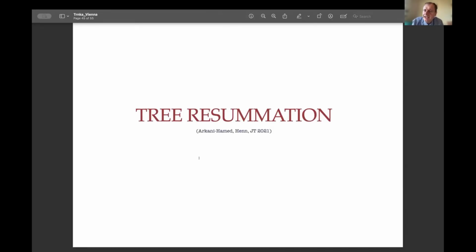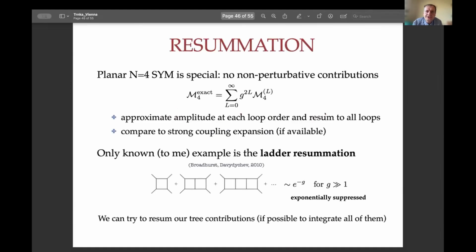Okay, now I will just quickly go over some older results of tree resummation. Once we control certain objects to all loops, we would like to resum them and just see what happens. And this is also motivated by an extremely nice paper by David Broadhurst and Davydychev from 2010, when they resummed the ladder integrals. And we would like to do it also with these negative geometries. We have actually a simple set of negative geometries that we can control to all loop orders, and we would like to resum them.